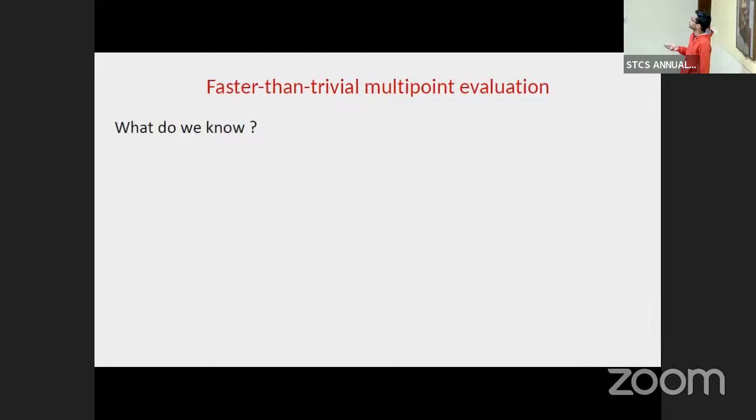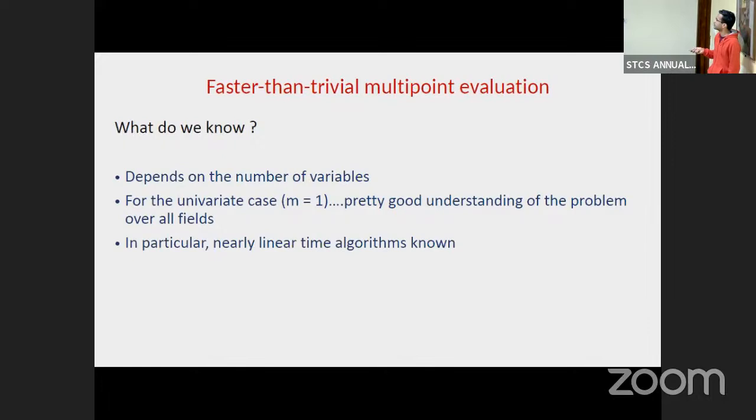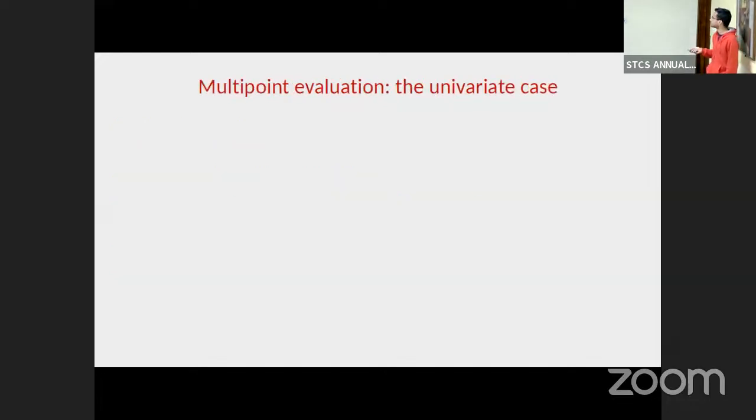So let's see what is known. What we do depends on the number of variables. In the univariate case, we have a univariate polynomial and we want to evaluate it at a bunch of points, faster than trivial. This problem is pretty well understood. In particular, we know nearly linear time algorithms over essentially all fields. The moment you increase the number of variables beyond 1, even the bivariate case was much less understood until the beginning. And this is the case that we are interested in, so m is greater than 1.